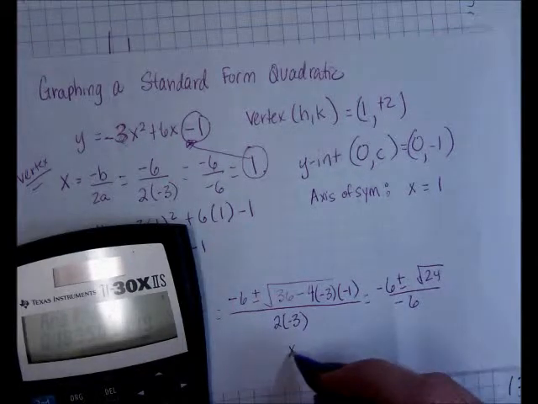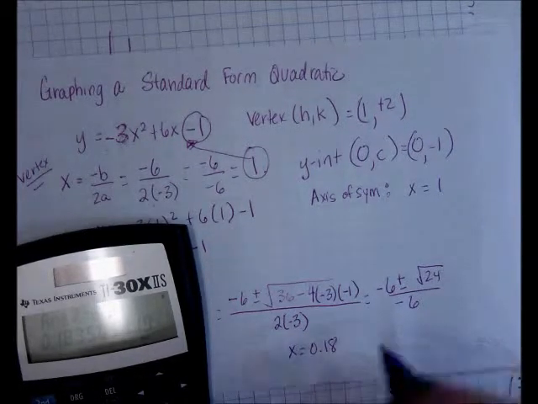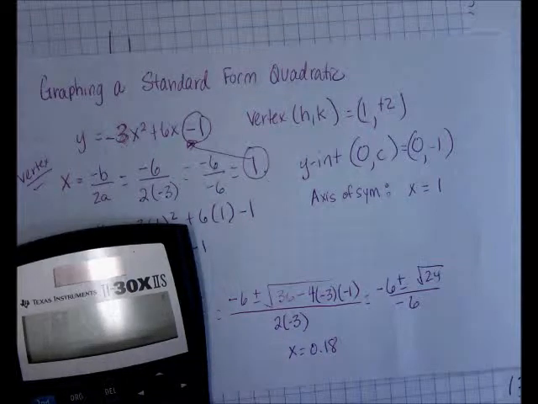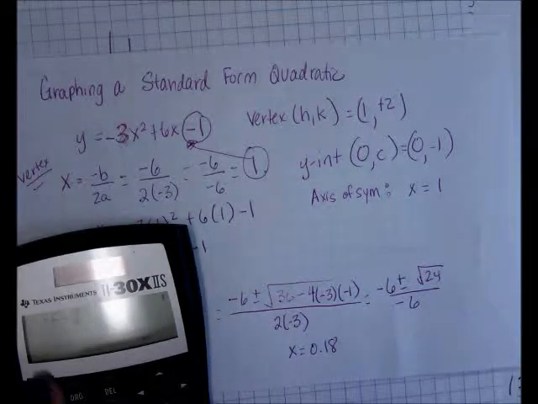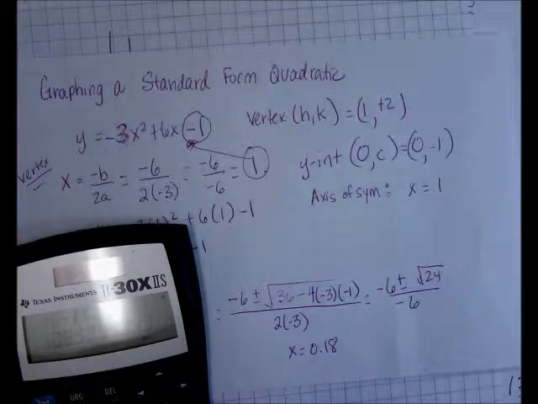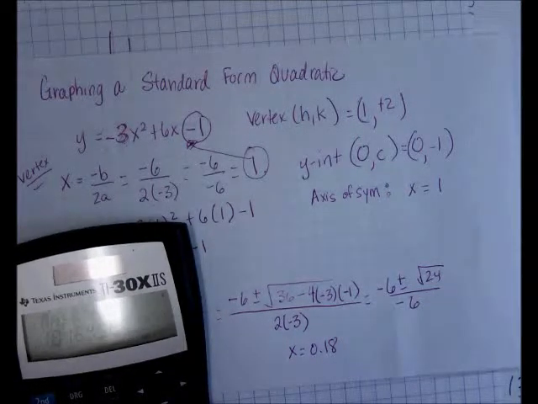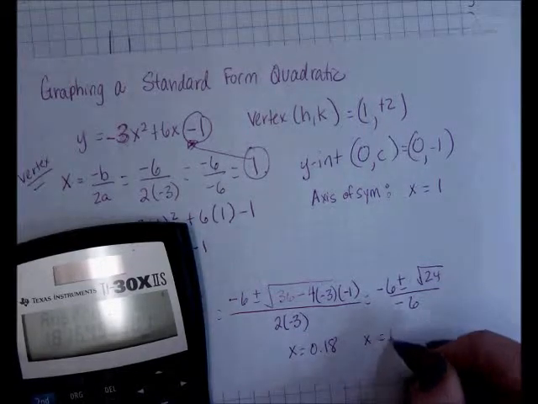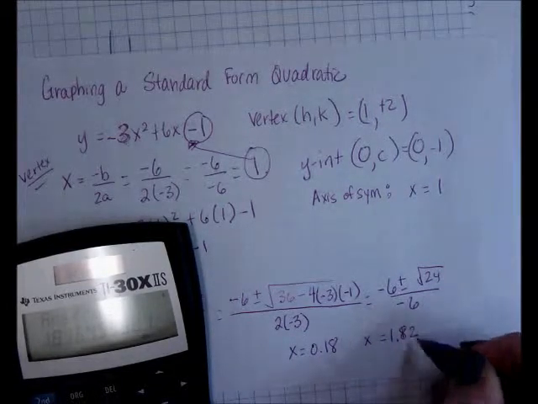So my first value of x is going to be 0.18. And then my next value of x is going to be negative 6 minus the square root of 24, and let's see what that is equal to, divided by negative 6. So then I have x is equal to 1.82.